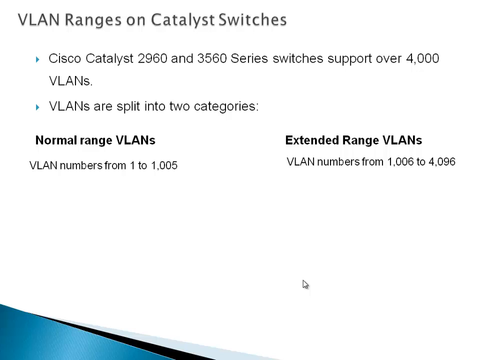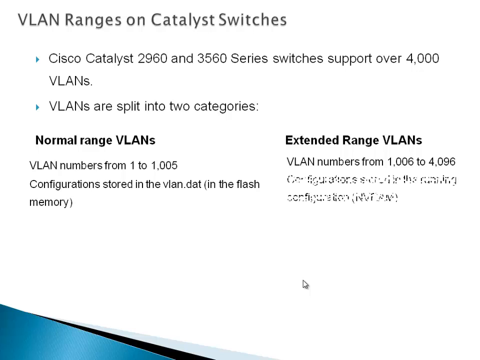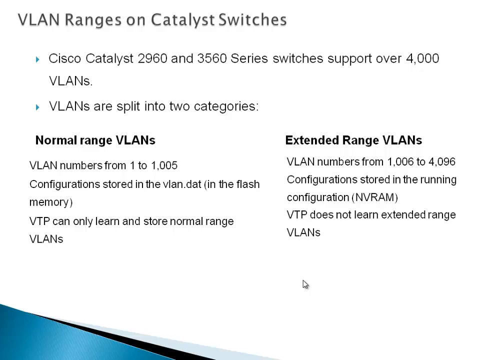The difference between the two is that the normal VLAN range is stored in flash with the name vlan.dat, so the VLAN database, vlan.dat in flash. Extended range VLANs are stored in the configuration file in NVRAM. VTP can only learn and store normal range VLANs, while VTP does not learn extended range VLANs.